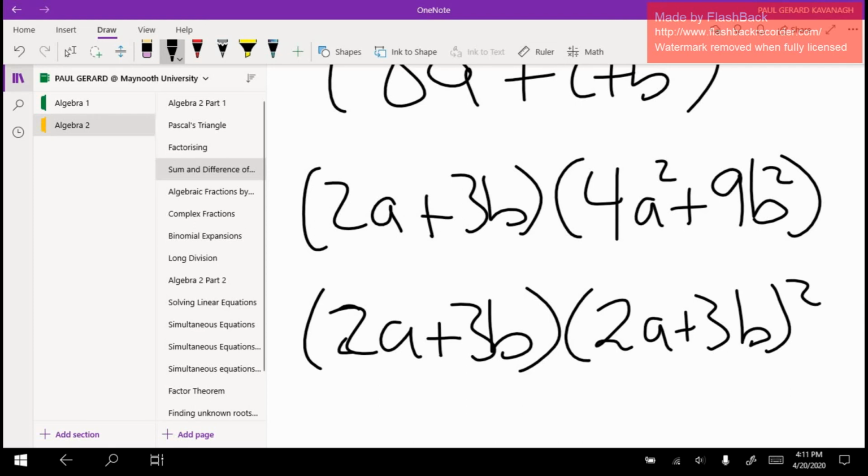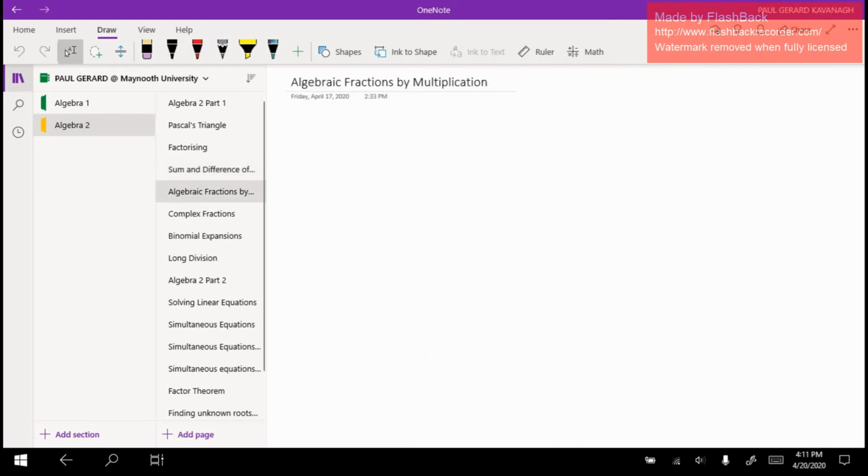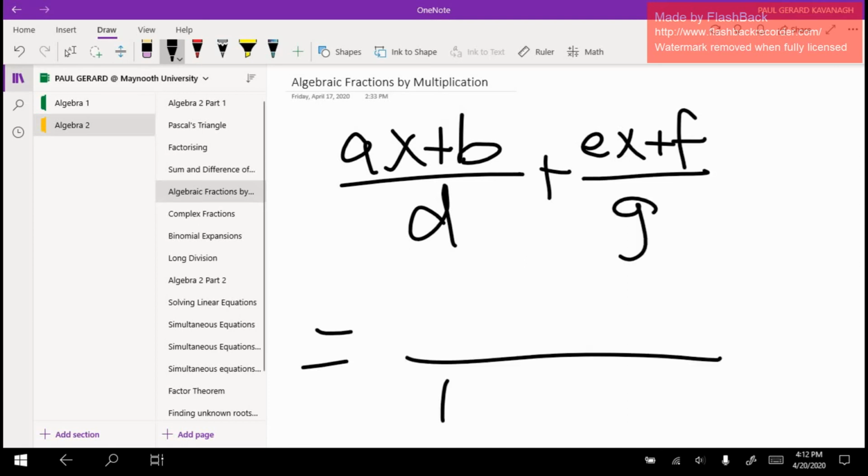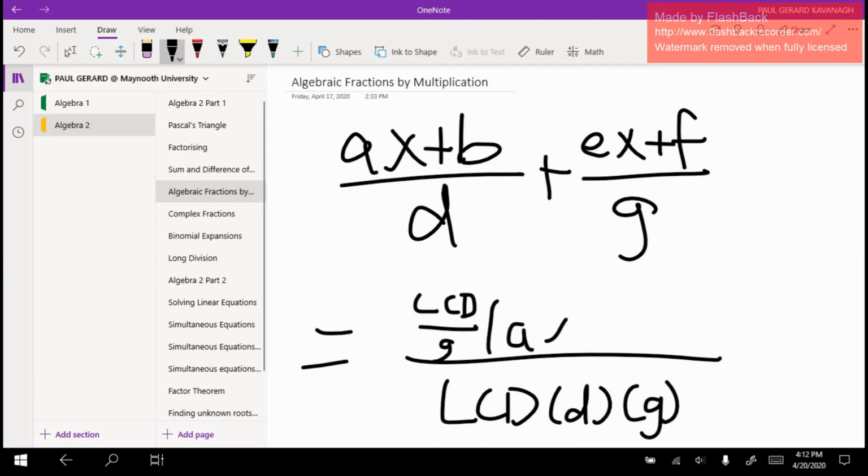We're going to go on to algebraic fractions, multiplication. I didn't go through the addition of fractions, so I'm just going to say it really quickly. So x plus b all over d, plus something all over g, equal to the common denominator d g.